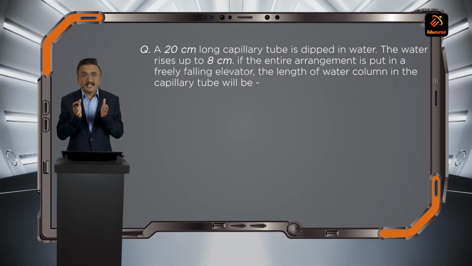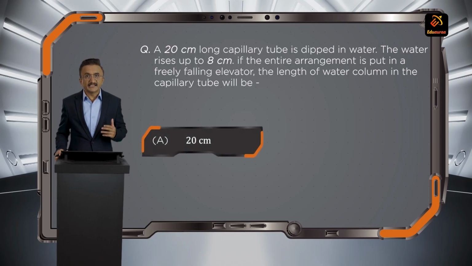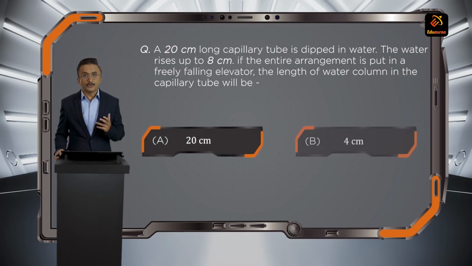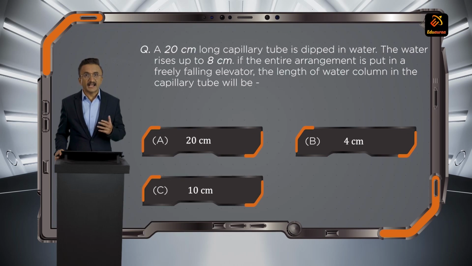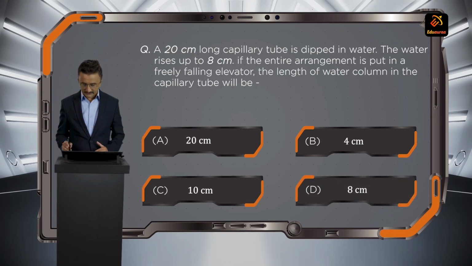Now we have a next question. A 20 centimeter long capillary tube is dipped in water. The water rises up to 8 centimeter. If the entire arrangement is put in a freely falling elevator, the length of the water column in the capillary will be, and options are option A 20 centimeter, option B 4 centimeter, option C 10 centimeter, and option D 8 centimeter. It's a 2005 question.